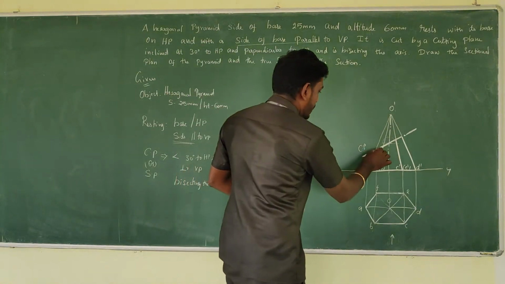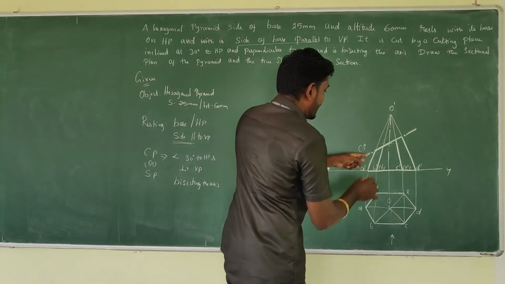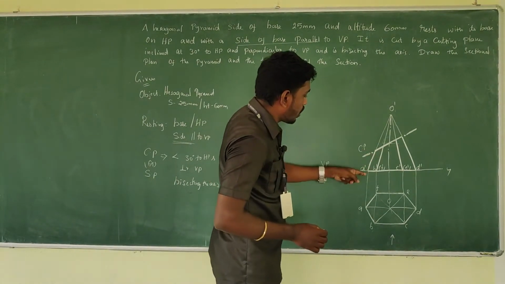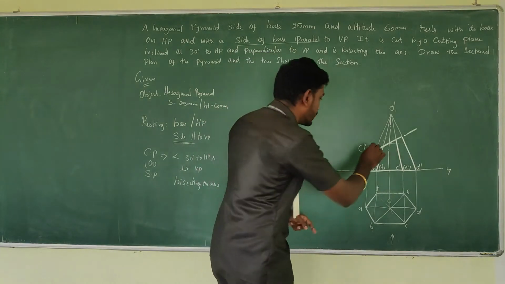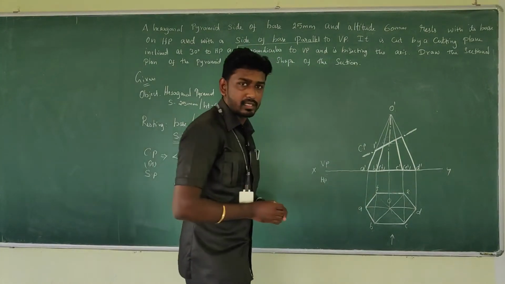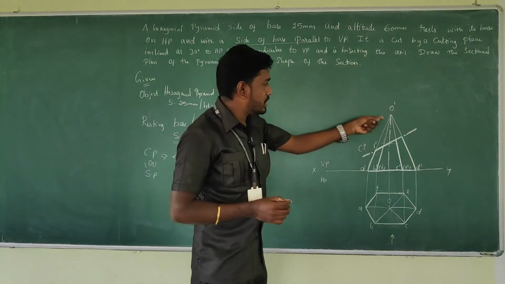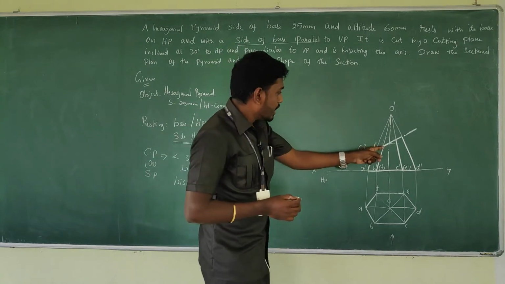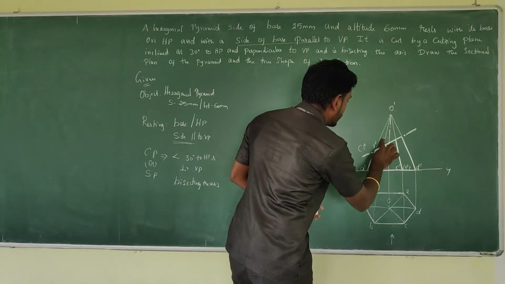Okay. So here, see, the cutting plane cuts in between the O to A edge. There will be a point, so I am naming it 1 dash. There are no invisible edges, so we can leave it. Okay. Go to the next position.